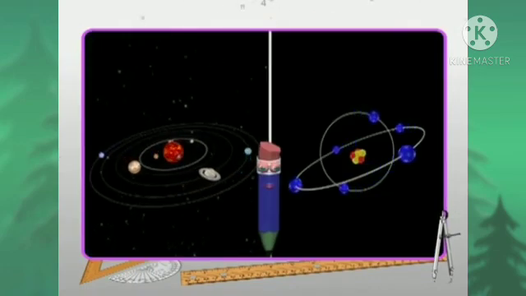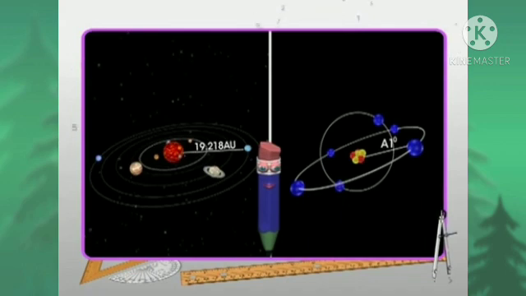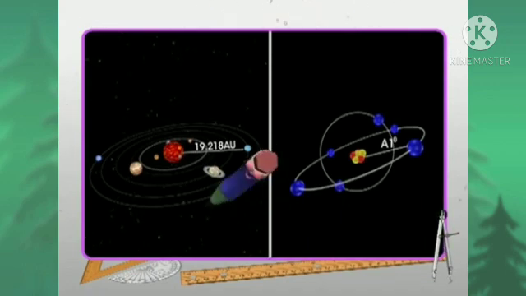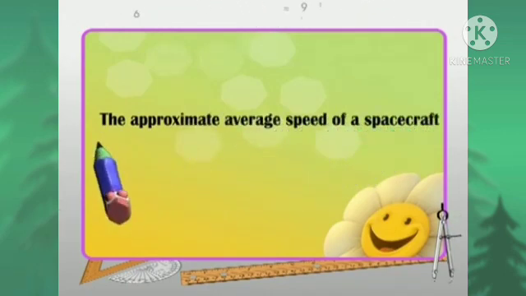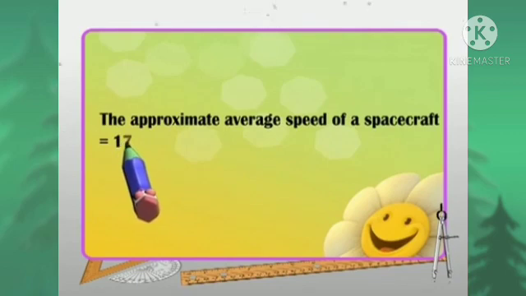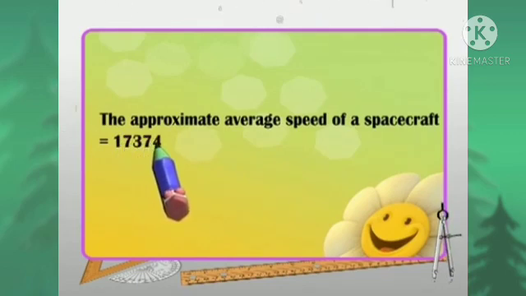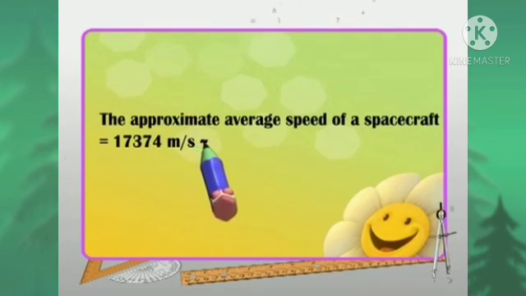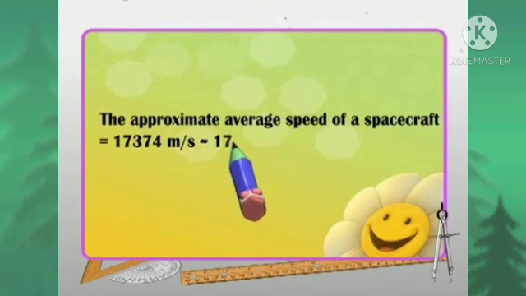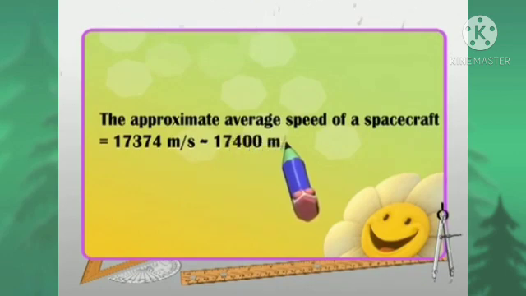Many measurements in modern scientific fields involve very large and very small numbers. The approximate average speed of a spacecraft is equal to 17,374 meters per second. This can be conveniently approximated to 17,400 meters per second.